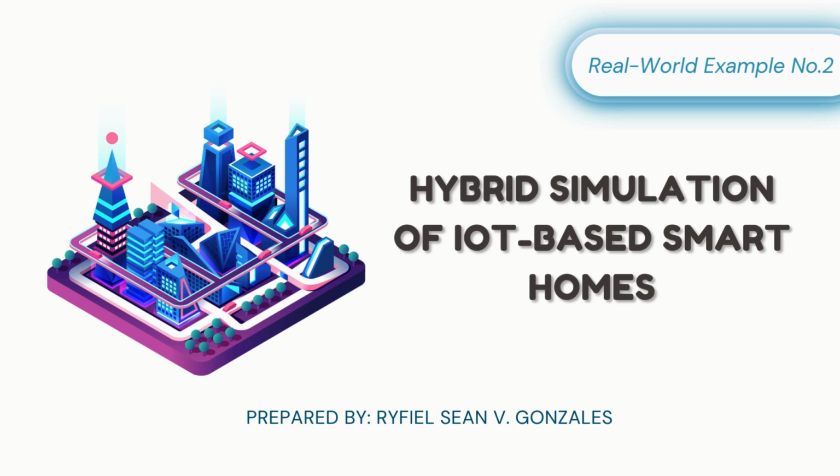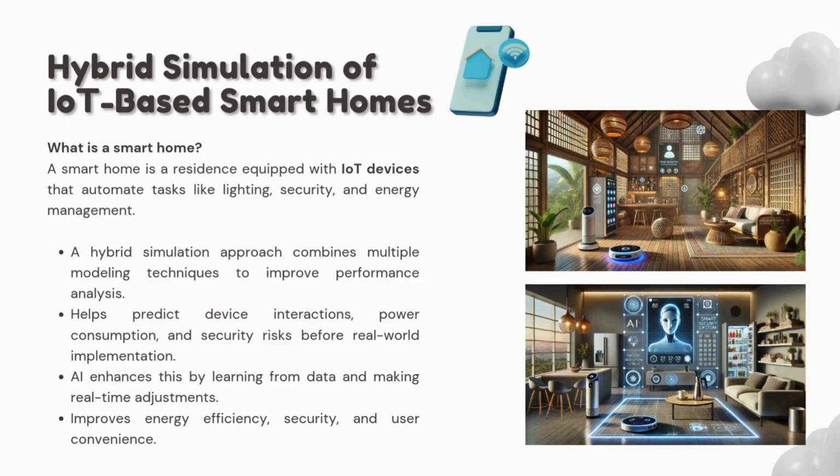This section will explore how hybrid simulation improves the performance, security, and efficiency of smart homes. A smart home is a residence equipped with IoT devices that automate tasks like lighting, security, and energy management. A hybrid simulation approach combines different modeling techniques to predict device interactions, power consumption, and security risks before real-world implementation. AI enhances this by learning from data and making real-time adjustments, improving energy efficiency, security, and user convenience.